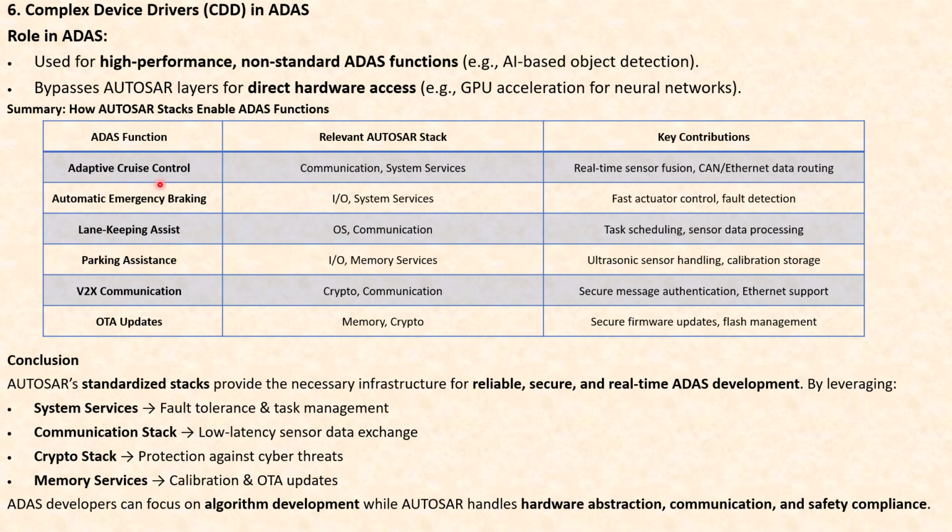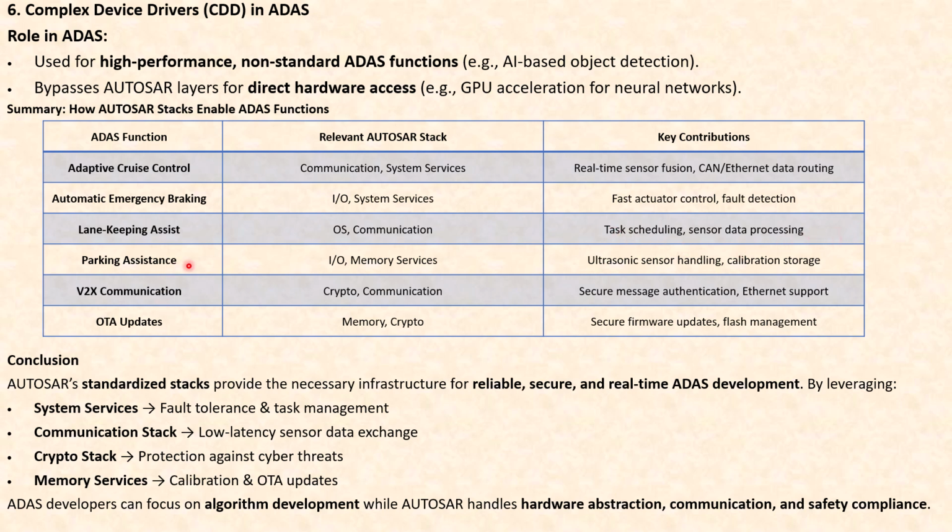When it comes to ACC, adaptive cruise control, the relevant AUTOSAR stack is communication and system services, and the key contributors are real-time sensor fusion and CAN Ethernet data routing. When it comes to automatic emergency braking, input output and system services, with fast actuator control and fault detection. For lane keeping assist, operating system and communication, with task scheduling and sensor data processing.